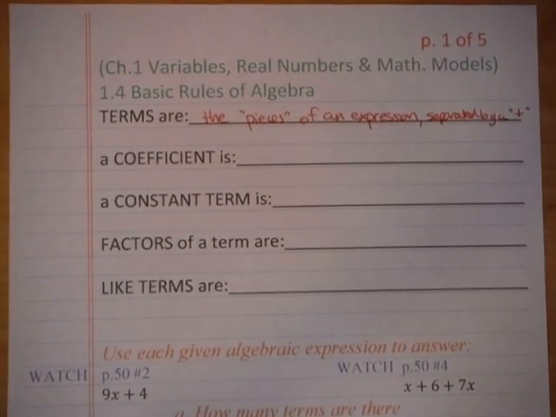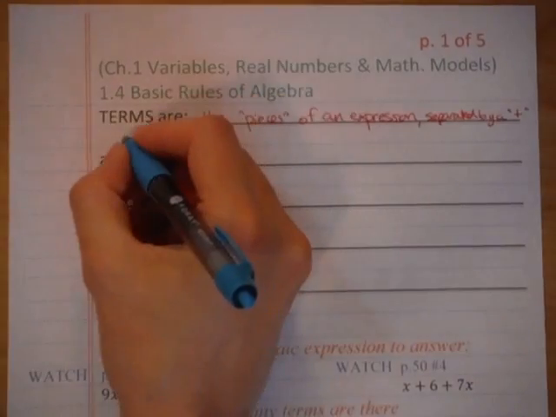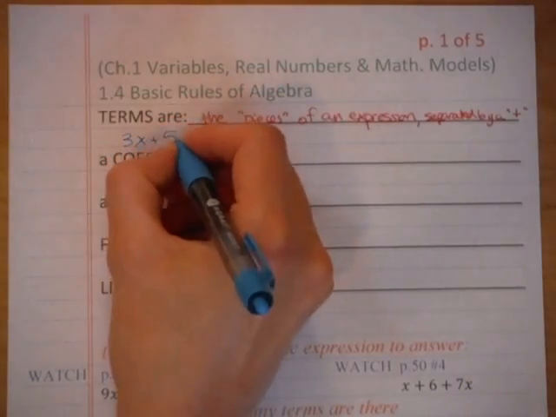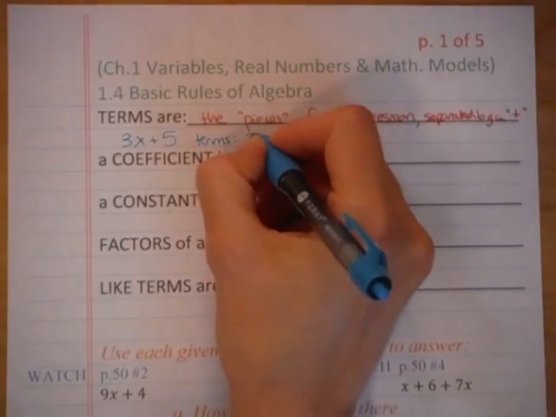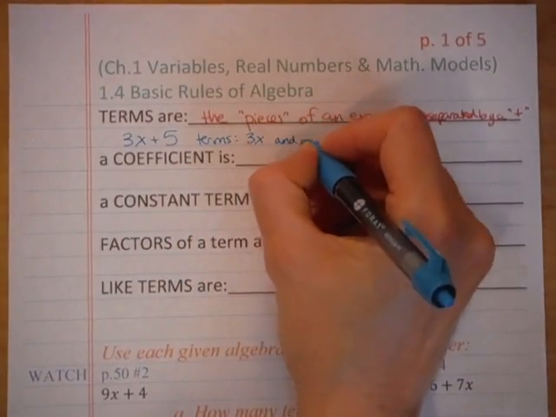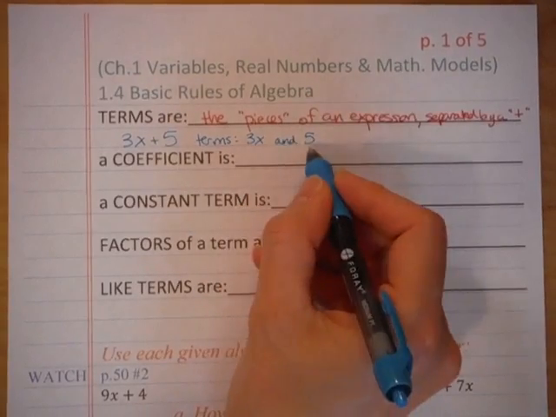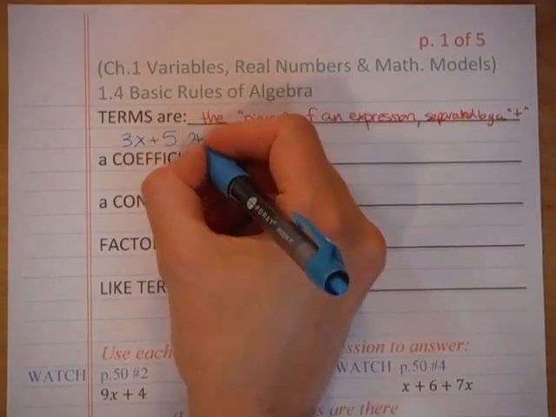So if we had 3x plus 5 as our expression, then the terms of that would be 3x and 5. 3x would be one term, 5 would be another. There would be two terms to that expression.